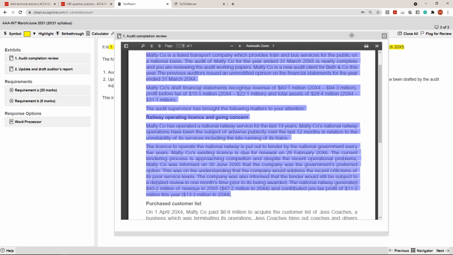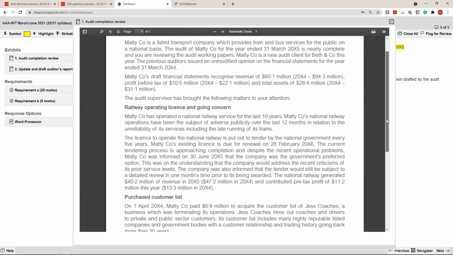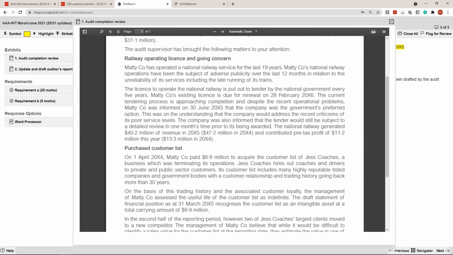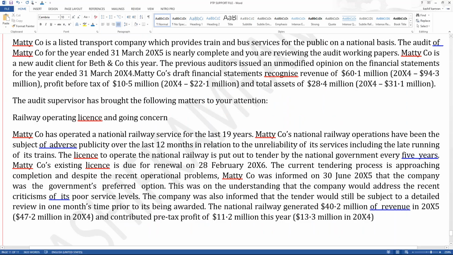You can see over here, I opened up the exhibit 1, and from the exhibit 1, I copied the information up to the railway operating license and going concern. Now I'm going back to my Word file, so I don't need to switch back and forth again. I'm reading from here. Medi, a company, is a listed transport company. That's important information. So highlight listed transport company which provides train and bus services. The audit of Medi for the year ending 31st of March is nearly complete and you are reviewing the working papers. So does that tell me we are standing at a completion stage? It's a listed company and the audit is nearly complete and you are reviewing the working papers.